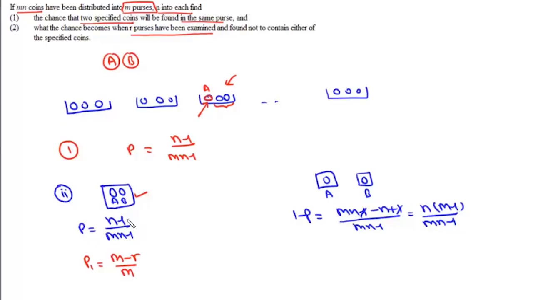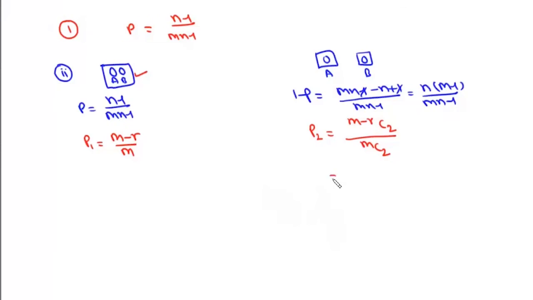So total we have m choices, and the favorable cases, they are not present in the first R purses. Now in this case, say P2. Now P2 is when both of them are in separate purses, but still they are not in first R. So here it will be this mC2. So any two of these m, and then it will be (m minus R)C2, which is (m minus R)(m minus R minus 1) divided by 2. Now 2 will cancel, and here will be m into (m minus 1).